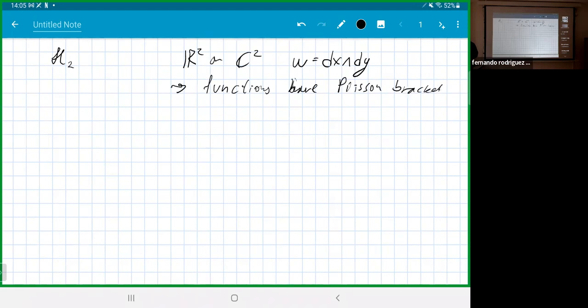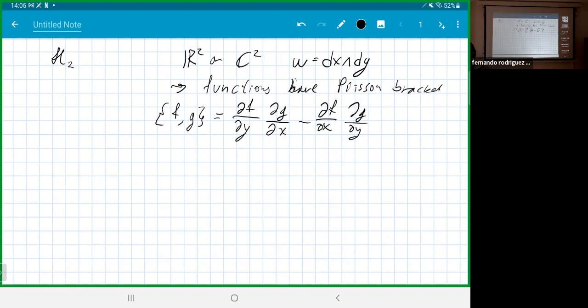Explicitly, you have the functions f, g, and then you write the bracket, which in my notation is the following: x minus y. So functions become the algebra. More precisely, we will look at polynomial functions, so polynomials in x and y, with this bracket.